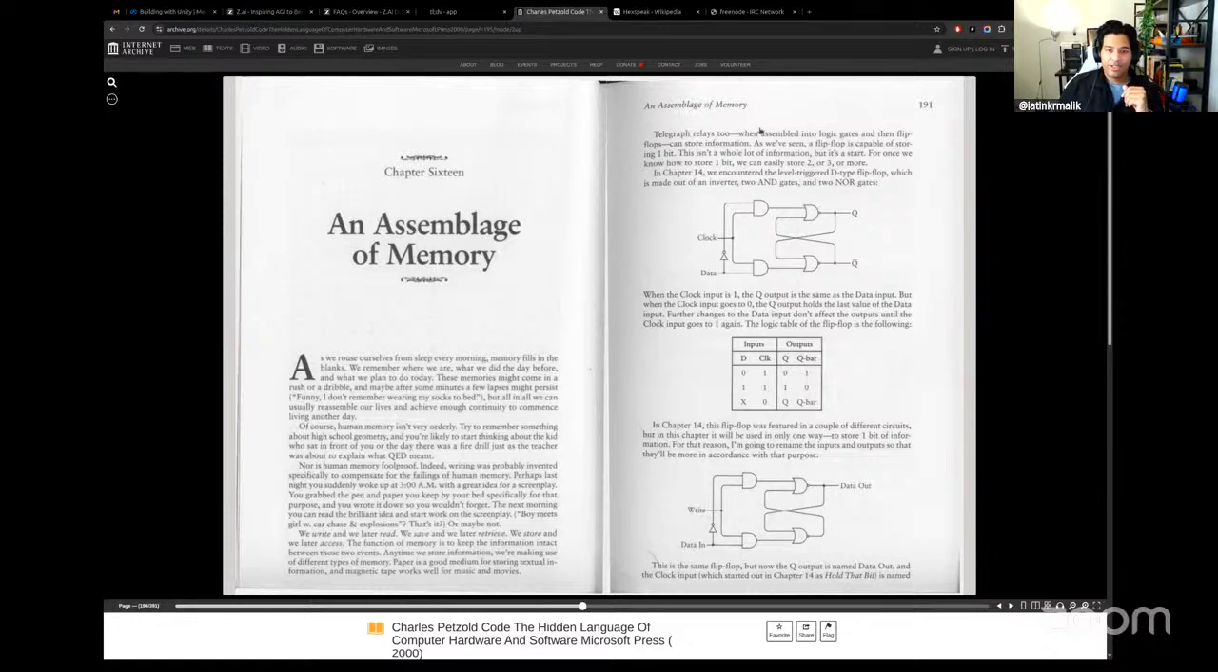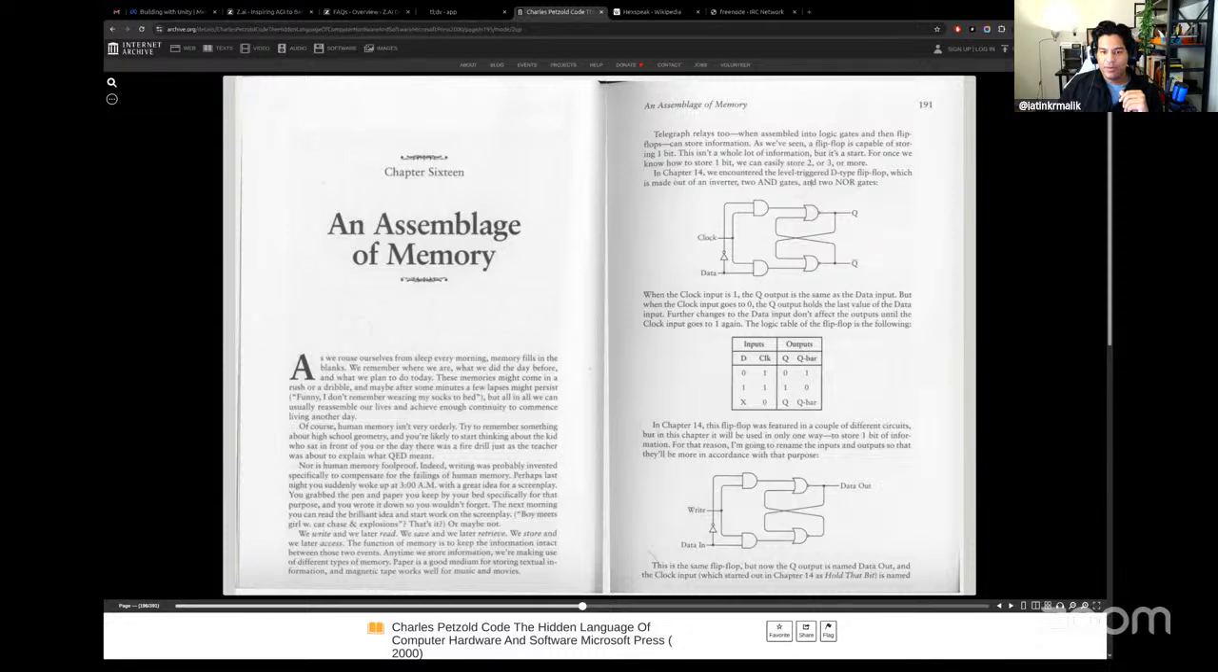Anyways, telegraph relays too, when assembled into logic gates and then flip-flops, can store information. As we have seen, a flip-flop is capable of storing 1 bit. This isn't a whole lot of information, but it's a start. For once we know how to store one bit, we can easily store two, three, or more. We can always zoom out, put a bunch more things together, and then it just starts to work. So I think: build it first, make it better later.